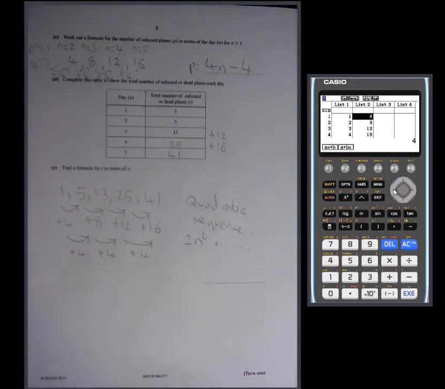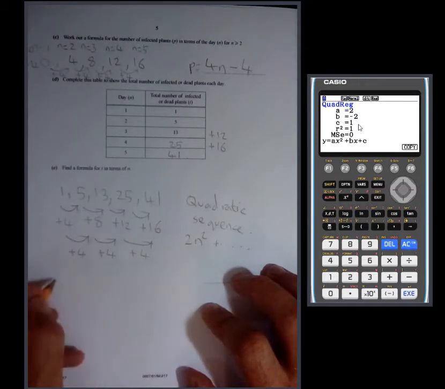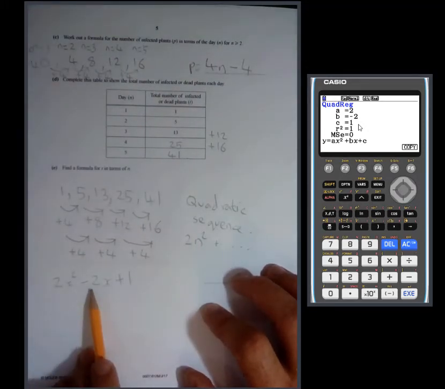And the numbers are 1, 5, 13, 25, 41. Okay, so I don't want a linear regression. I know it's quadratic. I need an x squared regression, so I need this one here. X squared regression, and that tells me it's ax squared plus bx plus c. A is 2, b is minus 2, and c is 1. So it's kind of like 2x squared minus 2x plus 1. That's your ax squared plus bx plus c.